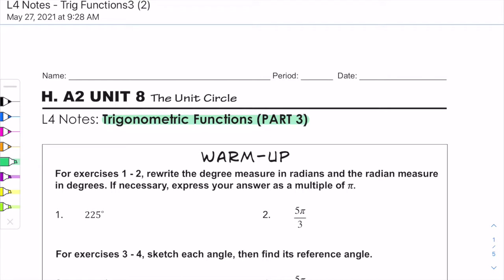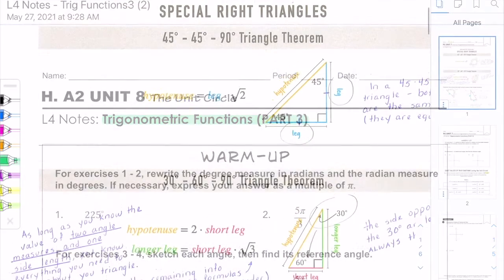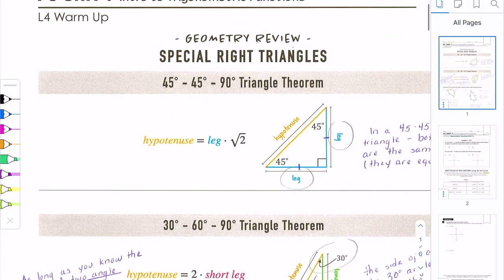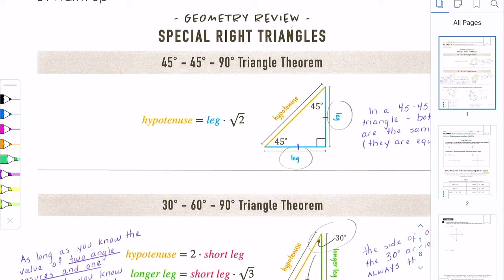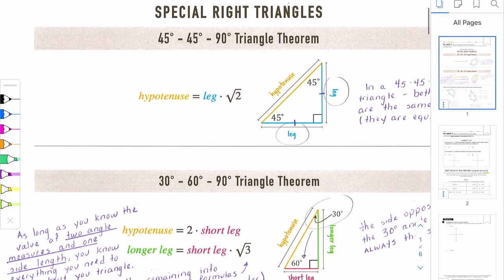Before I begin and go through the intro to this lesson, I want to review a few previous concepts that you have learned, concepts that will be helpful for today. The biggest ones are special right triangles, and you learned those in geometry. So you need to know about 45, 45, 90 and 30, 60, 90 triangles.